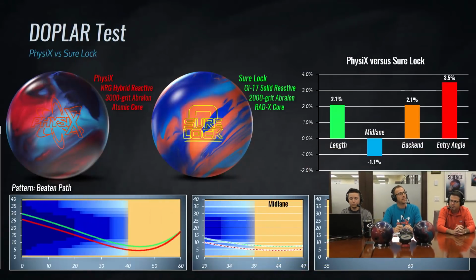As far as above, the Sherlock is still one of my best aggressive, heavy oil, big bowling balls, but it doesn't give me the back end that I see out of the Physix. So this Physix has been a good high-end, high-performance big ball for me.